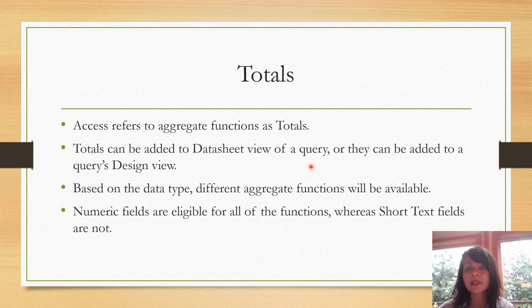Totals can be added to the datasheet view of a query, or they can be added to a query's design view. Based on the data type, different aggregate functions will be available. So numeric fields are eligible for all of the functions, whereas short text fields are not, right?